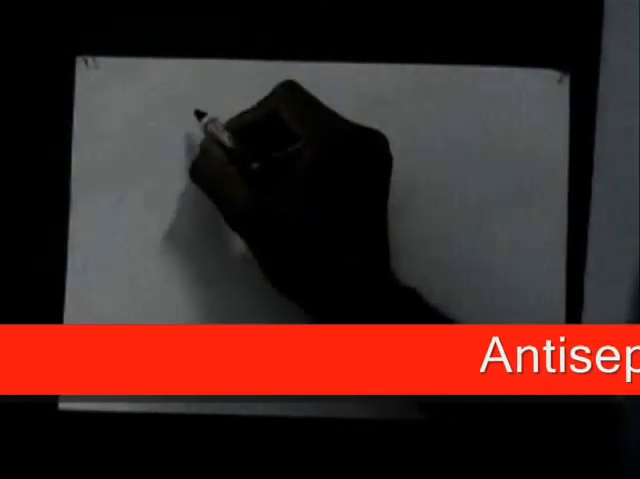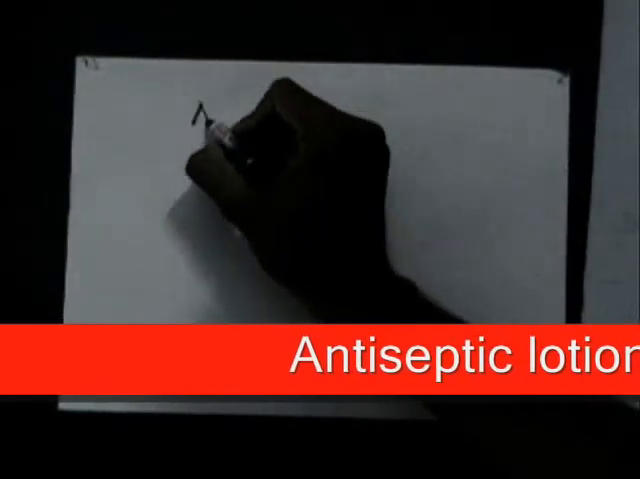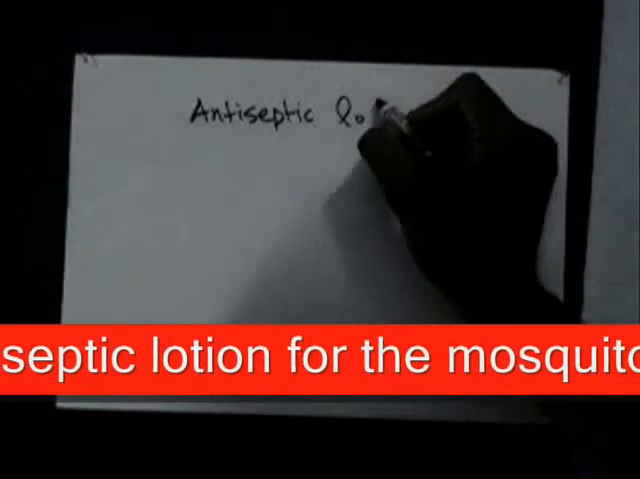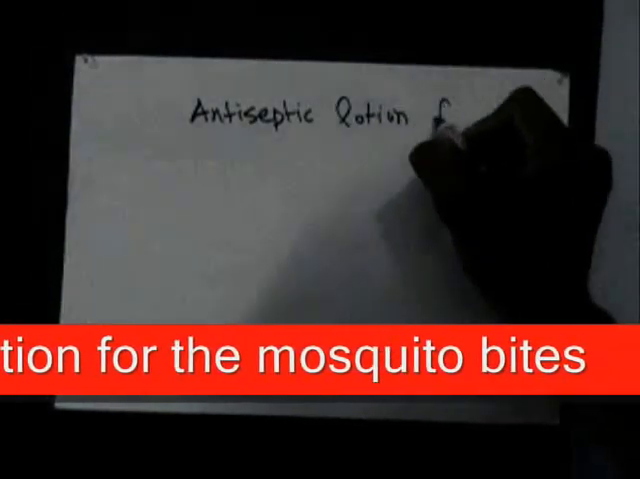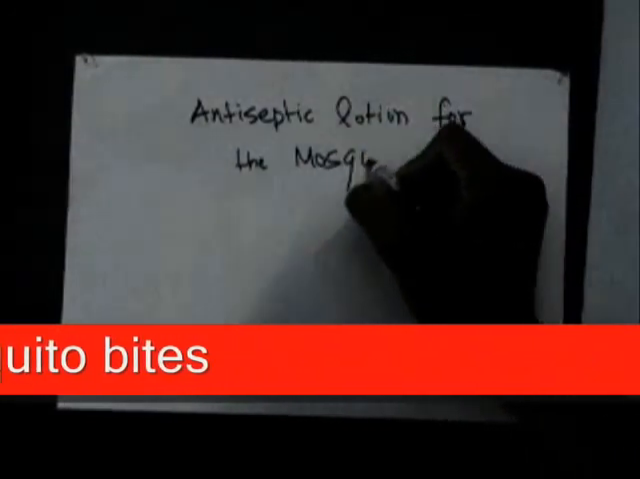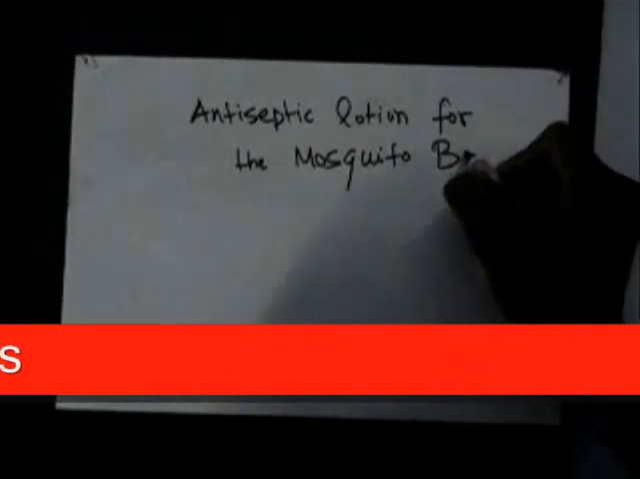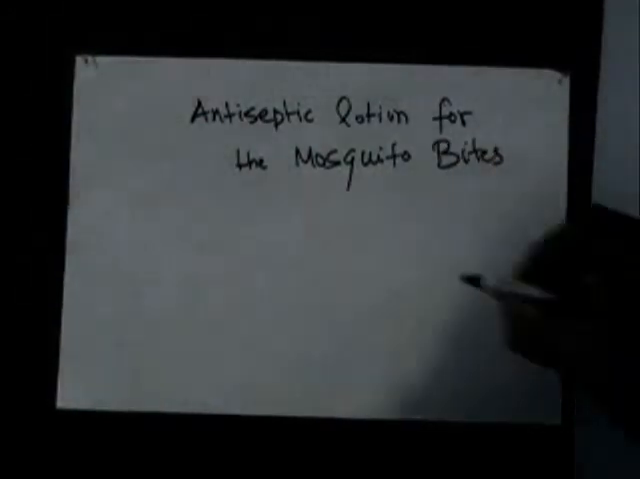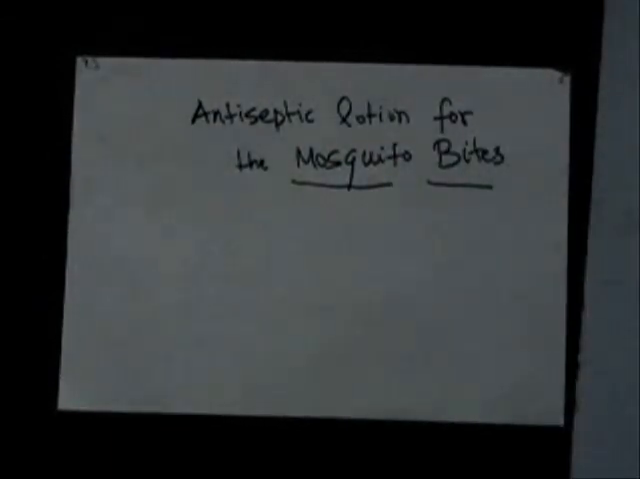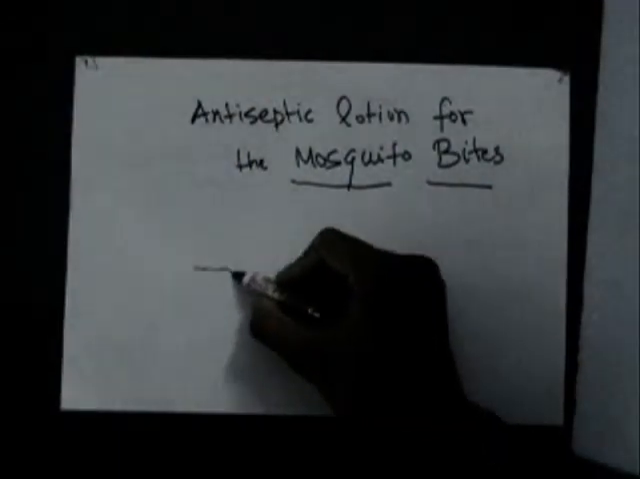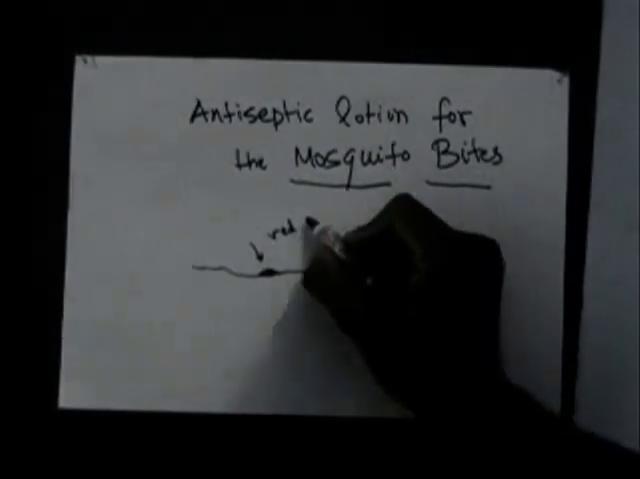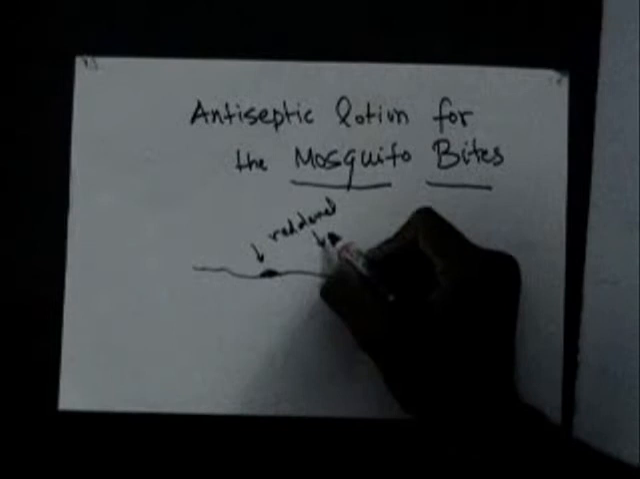So this is another project, where we have to find an antiseptic lotion for mosquito bites. What happens when you have a mosquito bite is the skin gets reddened here and after getting red it becomes black.